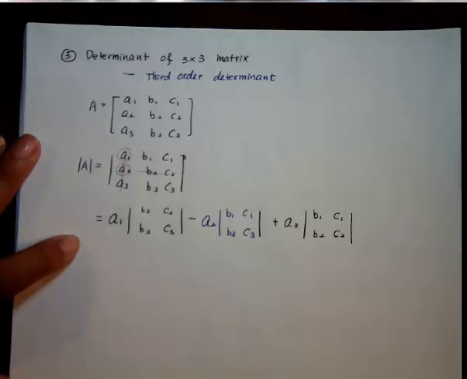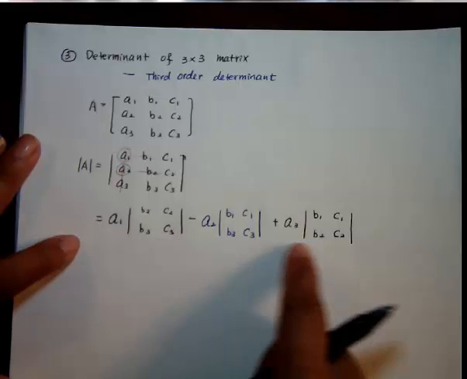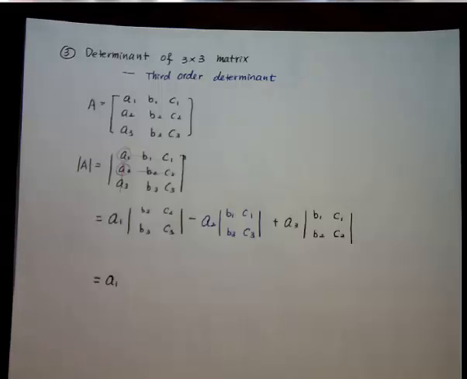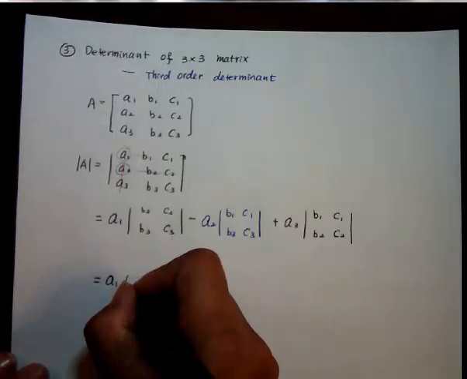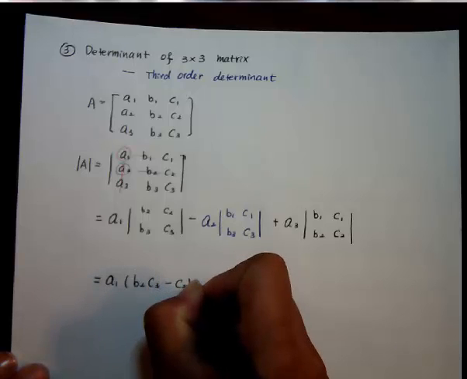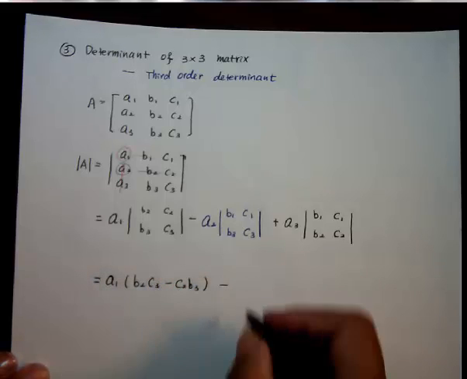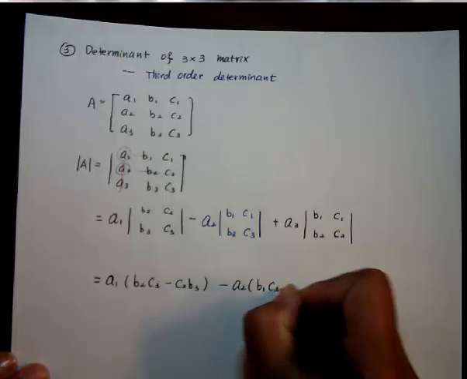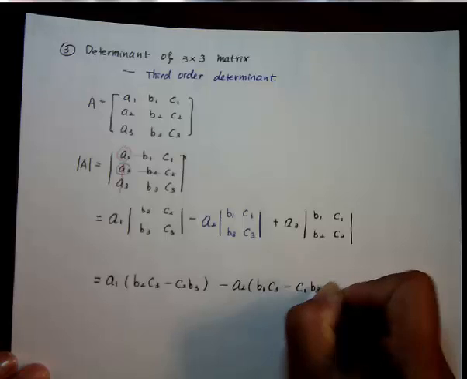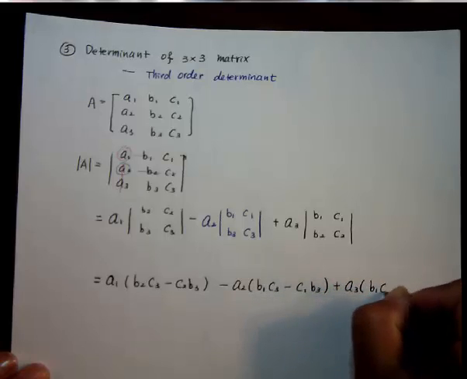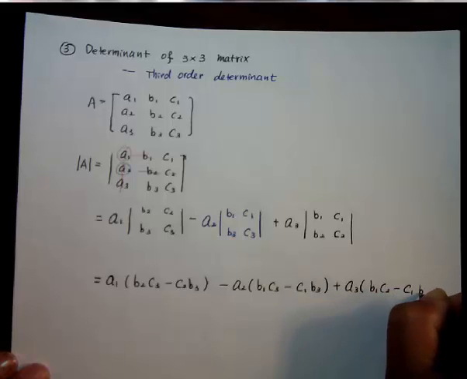Now that's going down to a 2 by 2 determinant. Right? So this will be A1. Remember the 2 by 2 determinant, how to find this? So it will be B2 C3 minus C2 B3, minus A2 times B1 C3 minus C1 B3, plus A3 times B1 C2 minus C1 B2.